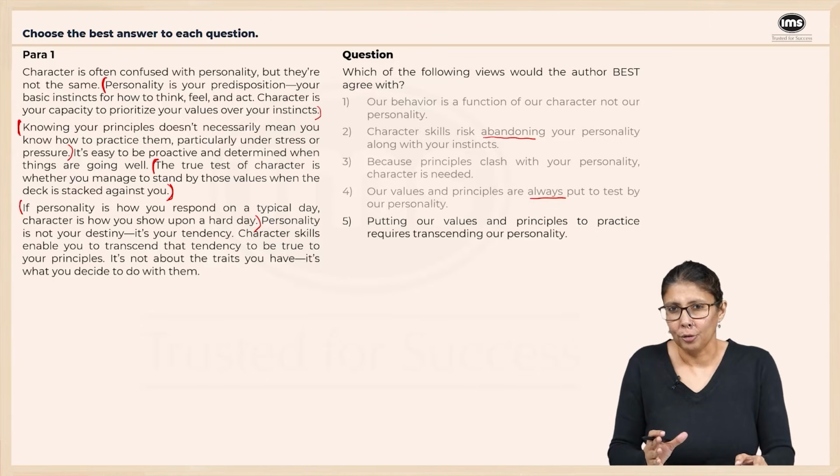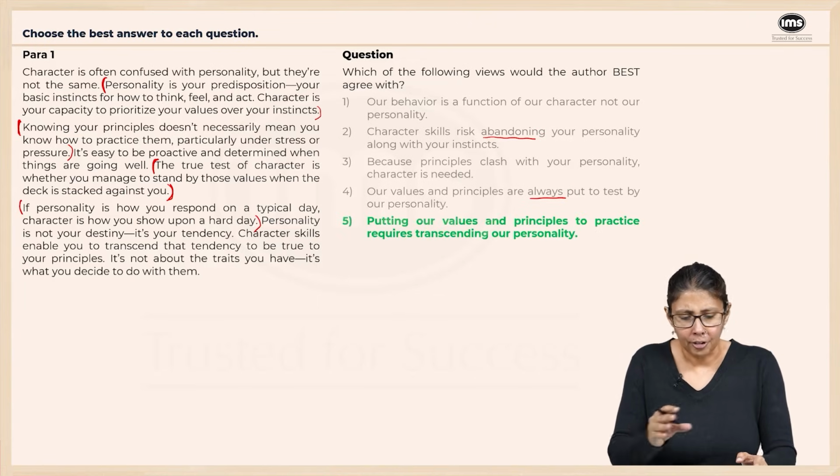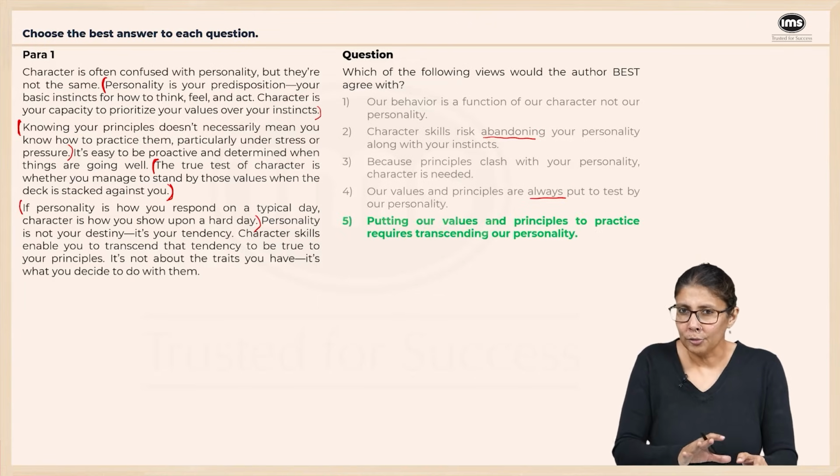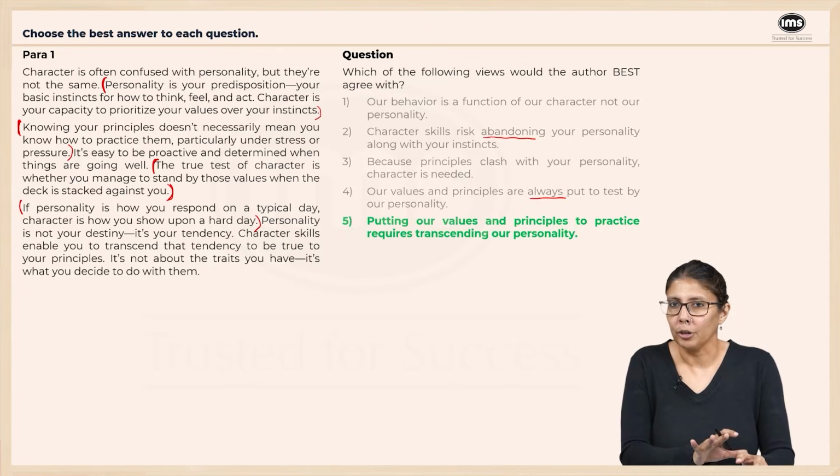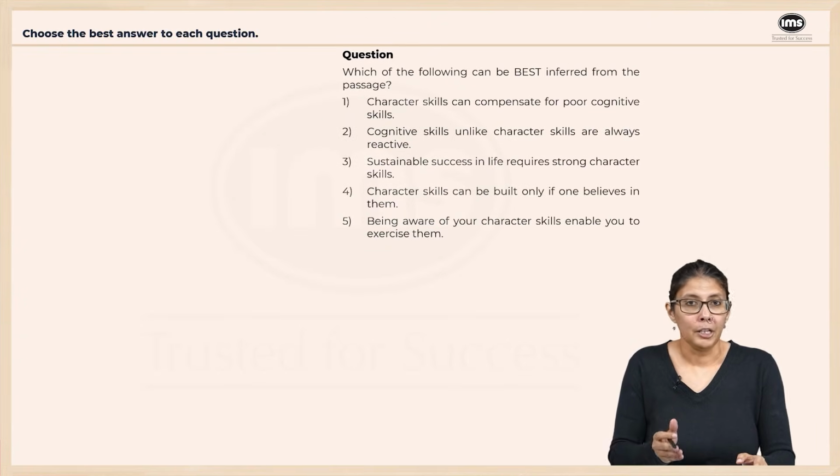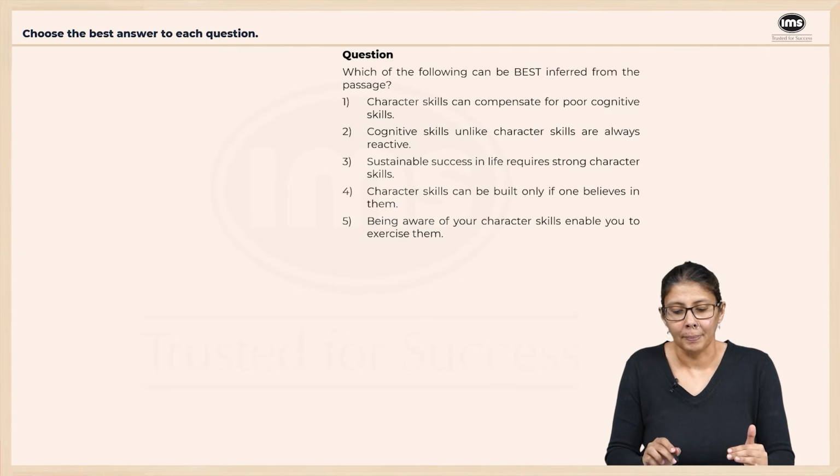That is why I think option 5 is a fairly easy option to select. In fact, you don't really need to look at the details. If you just understand what the author is trying to tell you, then I think you should be able to answer this question. Now here we have an inference question. Which of the following can be best inferred from the passage? I thought this is not too difficult.